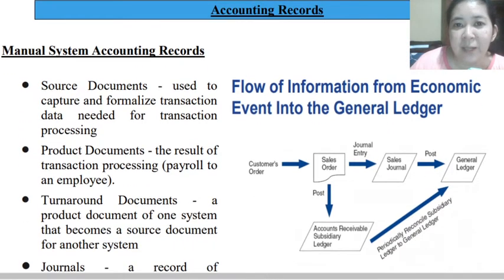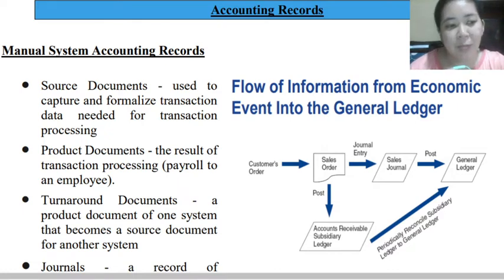Okay, so here, this is the recording of our financial transactions. So how does the entity record their business or financial transactions? So basically, we have here the manual system of accounting records. So this is the traditional recording. Okay, so basically, if the entity is not able to afford a computerized system of accounting, they will use the manual system of accounting.